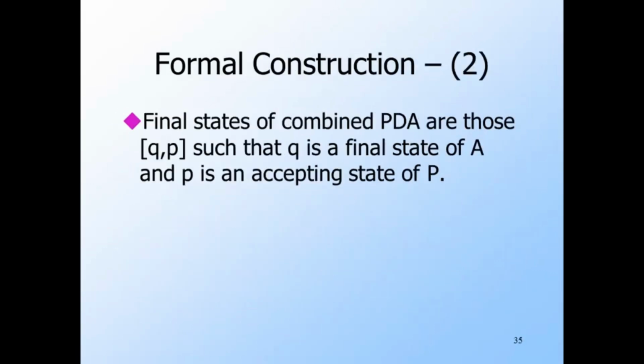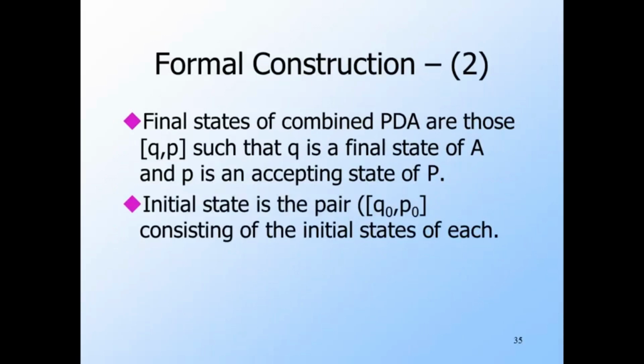The final states of the new PDA are the pairs Q, P, such that Q and P are final states of their respective automata. And the initial state of the new PDA is the pair consisting of the initial states of both automata.